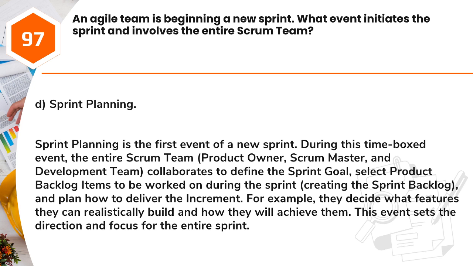Answer: D. Sprint planning. Sprint planning is the first event of a new sprint. During this time-boxed event, the entire Scrum team, product owner, Scrum Master, and development team, collaborates to define the sprint goal, select product backlog items to be worked on during the sprint, creating the sprint backlog, and plan how to deliver the increment. For example, they decide what features they can realistically build and how they will achieve them. This event sets the direction and focus for the entire sprint.